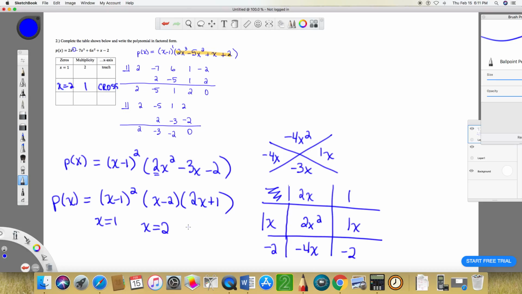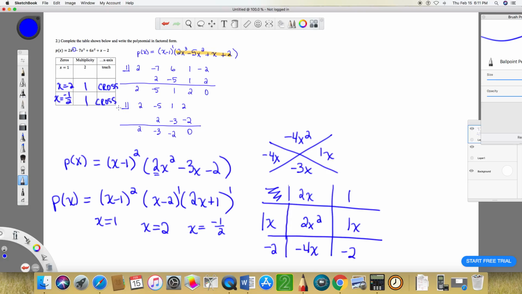Now, over here, if we solve for x, subtract 1 and divide by 2. So x is negative 1/2. The multiplicity is 1 because you have an exponent of 1 right there. And how will it intersect the x-axis? It will cross over it.